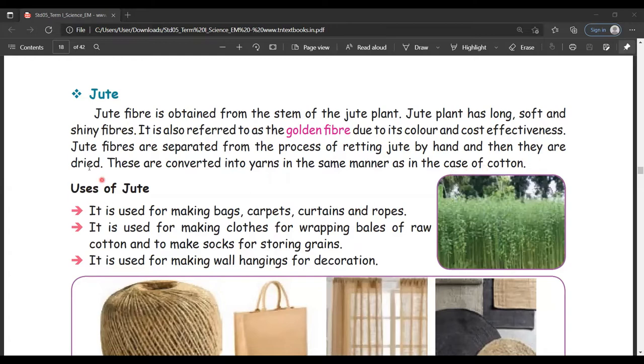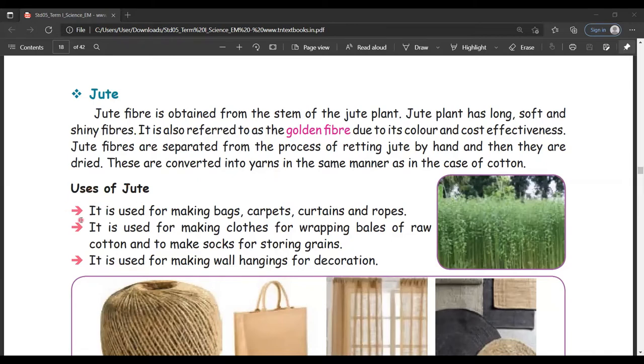The jute fiber is made into yarn. How is it converted into thread? Just as we use processes like ginning, combing and spinning for cotton, by the same process the jute fiber is also converted into yarn. Okay?